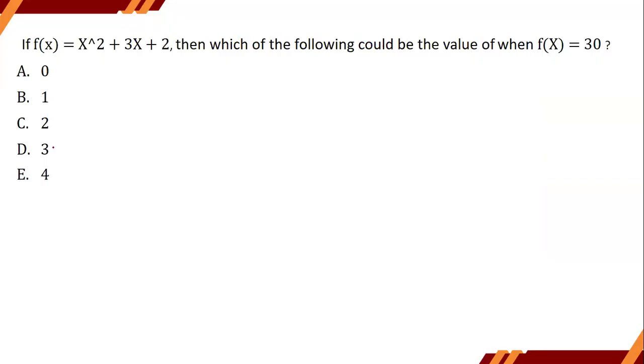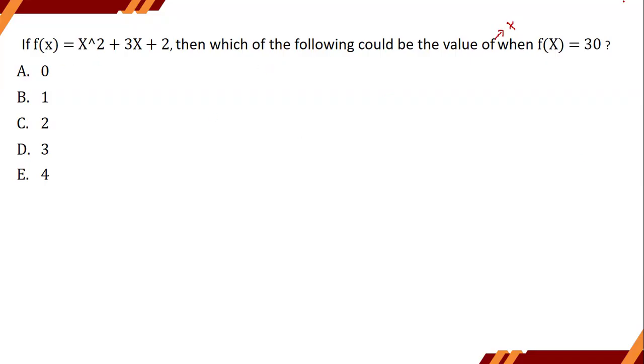Okay, now let's do the function question here. If f of x is equal to x squared plus 3x plus 2, then which of the following could be the value of x when f of x is equal to 30? All right, in fact, there are two approaches to do this question. We will see both the ways. So first, we can work with the answer choices here, right? Because the question is asking for a specific value of x when the function value is 30.